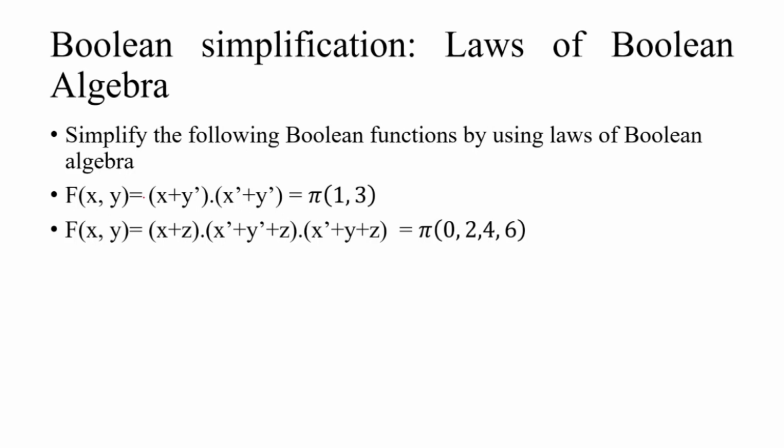Let us take the simple example of a 2 variable function, f of x y, equal to x plus y complement, dot, x complement plus y complement. Why do we need this? Because when we take these two terms, both are sum terms, and both sum terms are ANDed together, this forms the function in POS form. And here each and every term contains all the literals.